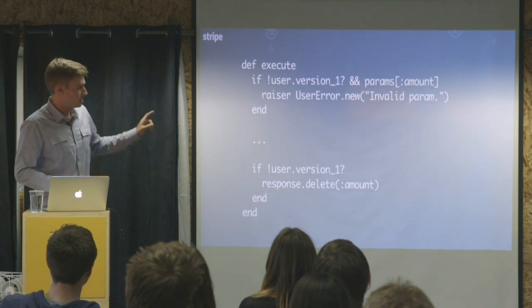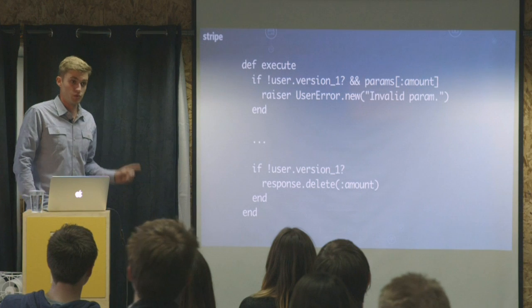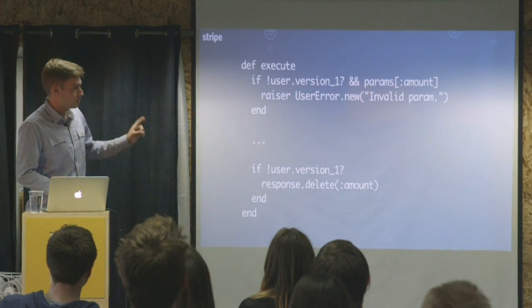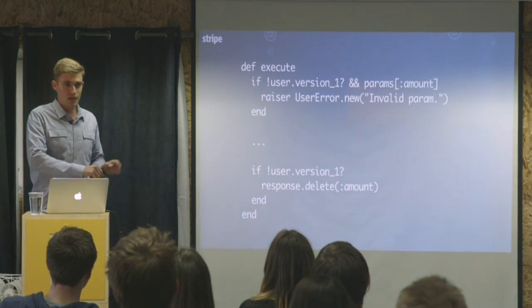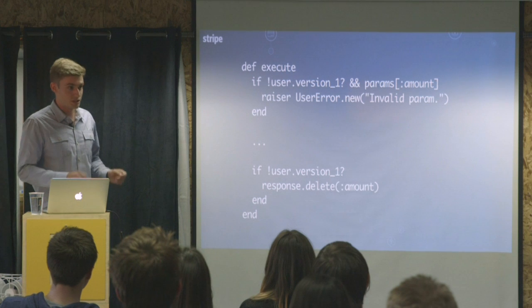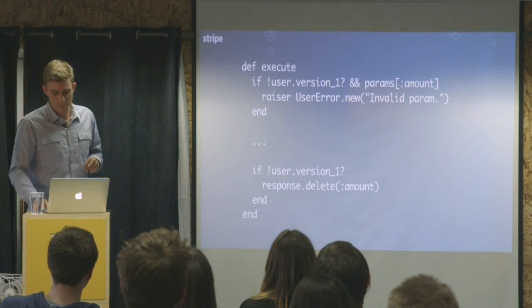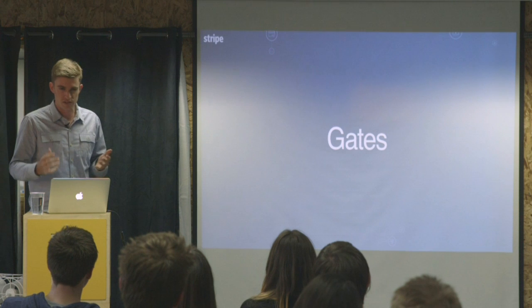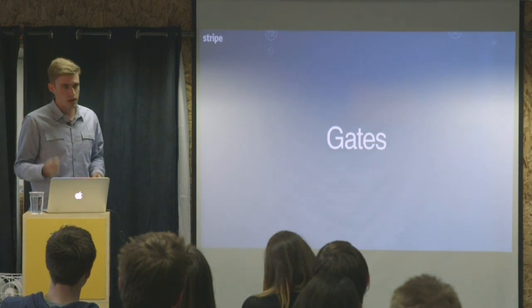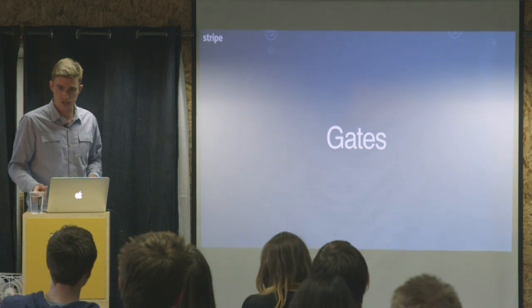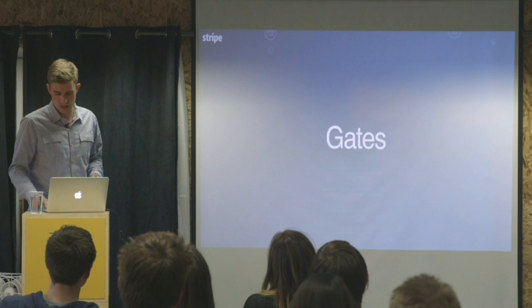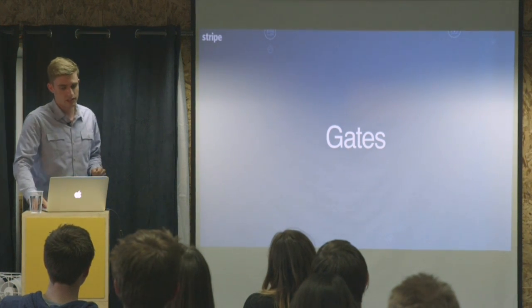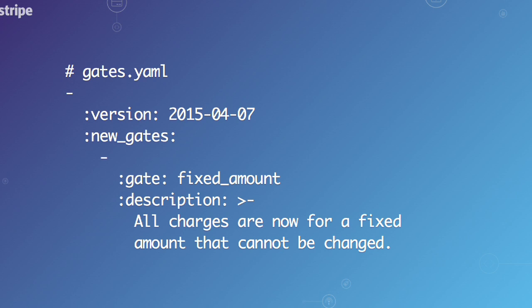Now you can imagine that this code can get messy really quickly. If you have maybe 2 versions, it's OK. But if you have over 70, it's going to be a huge mess of if statements. That's why we use something internally called gates. You might have heard of something called feature flags. This allows us to enable individual features on a per-request basis. So what does that actually look like? We have a YAML file, and let's imagine we define this new version, 2015-04-07.